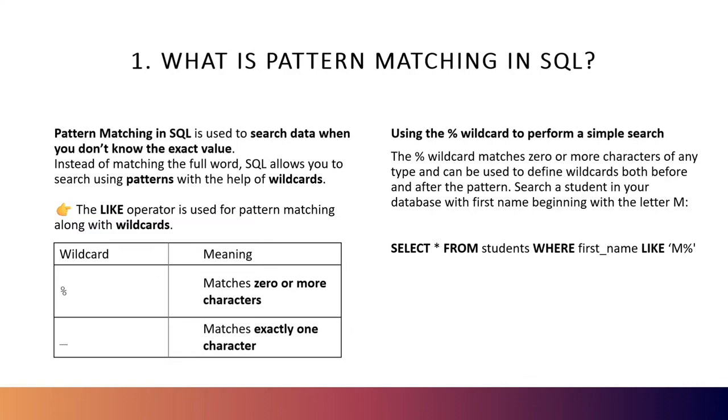The wildcards are the percentage symbol, which matches 0 or more characters, and the underscore symbol, which matches exactly one character. Using the wildcard, the percentage symbol is used as a wildcard that matches 0 or more characters. For example, if you want to find students whose name starts with the letter M, we can use this query: select * from students where first_name like 'M%', so that the query returns all the students whose name begins with M.